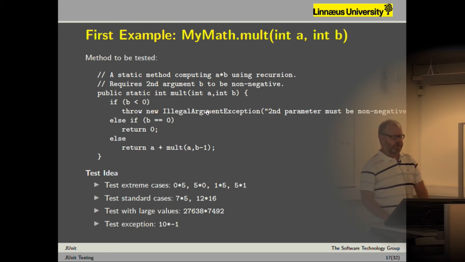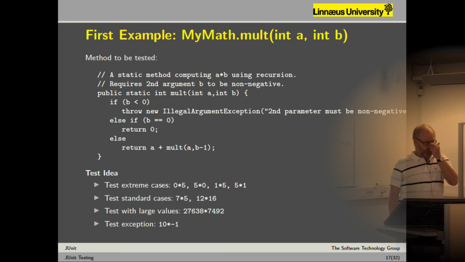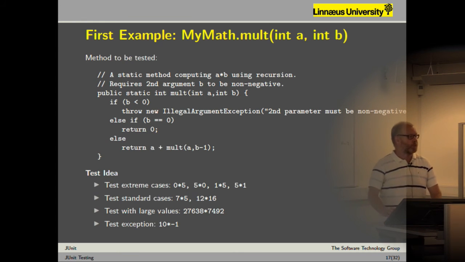How should we test it? Well, my idea is that we should test the extreme cases. That is multiplication with 0 and 1. We should test a few standard cases, and we should test a large case. And we should make sure that an exception is generated when the second argument is -1. This is my starting point. If it works for this one, I actually think it works for all the other cases.